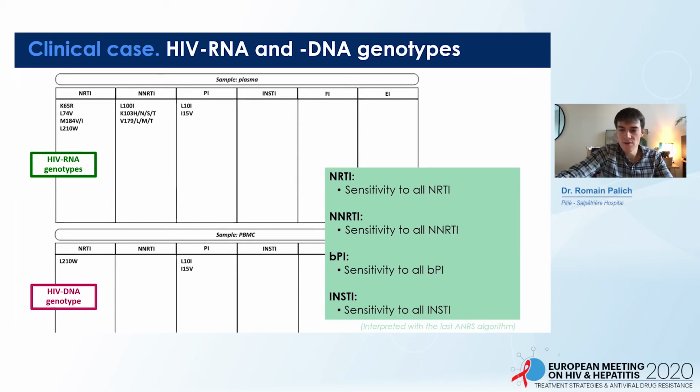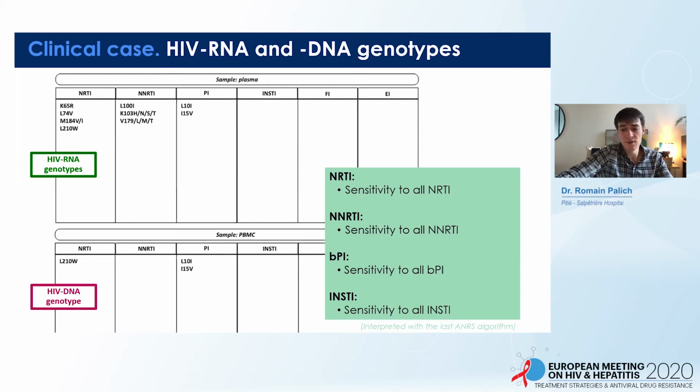At the top of the screen, you can see again the result of the cumulated HIV-RNA genotype, and at the bottom of the screen, you can see the result of the DNA genotype. Almost all the resistance mutations have disappeared on the RT gene, and if we take into account only this genotype, the HIV strain of this patient is fully sensitive to all antiretrovirals, including NRTI and NNRTI.